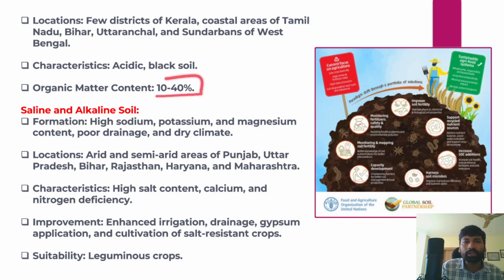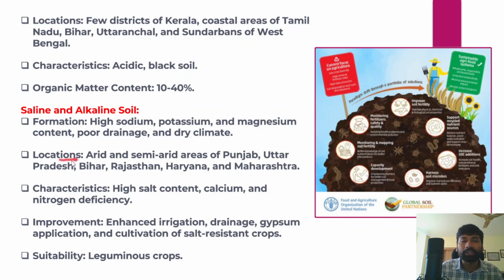The organic content of the peaty soils ranges from 10% to 40%. And after that, another category of soils are saline and alkaline soils, right? So how are these saline and alkaline soils formed? They are formed in certain conditions or regions where the soils have higher sodium, potassium and magnesium content, a heavy concentration of these minerals, and those soils also have poor drainage and a dry climate. So this is how the soils are formed.